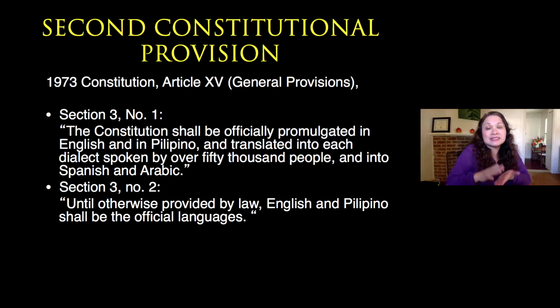Now, why is this fact important? Because this was the first time that the Constitution was translated into, not only Filipino, but other Philippine languages, making it accessible. So this was important because previously the Filipinos had no idea what the Constitution was about, because many of them did not read or speak English, right? And so it was important that there was a mandate to translate the Constitution for the people to be familiar with the laws of the land.